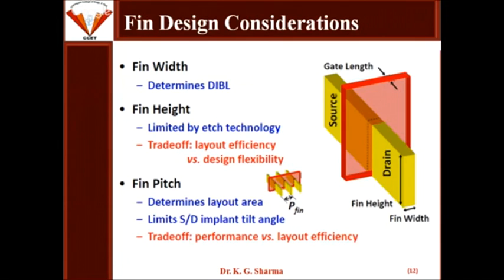If we talk about fin width, it is going to determine the DIBL effect. So can anyone tell me how this is possible? It means how the width is controlling the DIBL effect. If suppose we reduce this width, what will happen? Will the DIBL effect increase or decrease? So if suppose we decrease the width of the fin, what will happen? We will get more control over the current from the gate. So if we have more control over the current, obviously the DIBL effect will reduce.